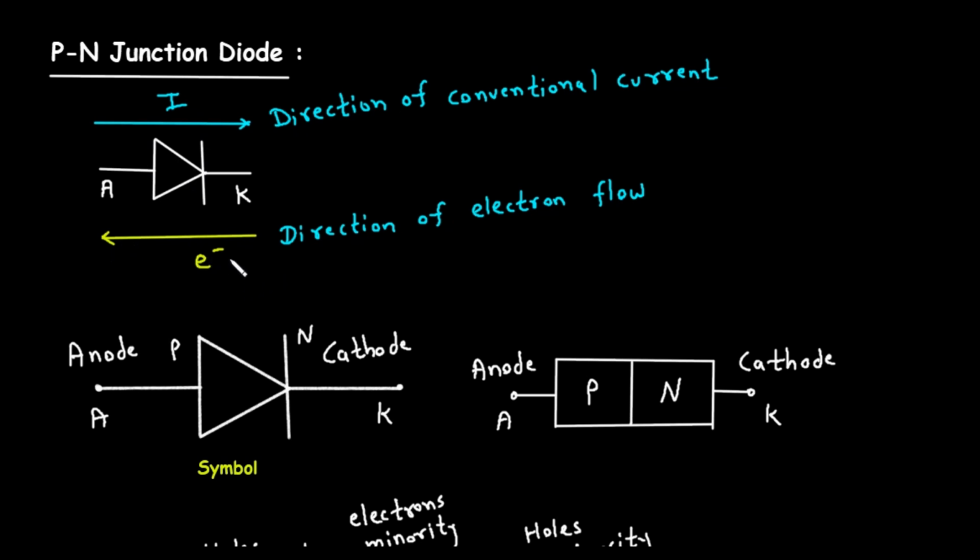This arrow represents the direction of electron flow, indicated by the symbol E with a minus sign. Electrons are negatively charged particles, so they flow in the opposite direction of conventional current. They move from the cathode, which is the negative side, towards the anode, which is the positive side. So, to summarize, conventional current flows from anode to cathode, while electrons flow from cathode to anode.